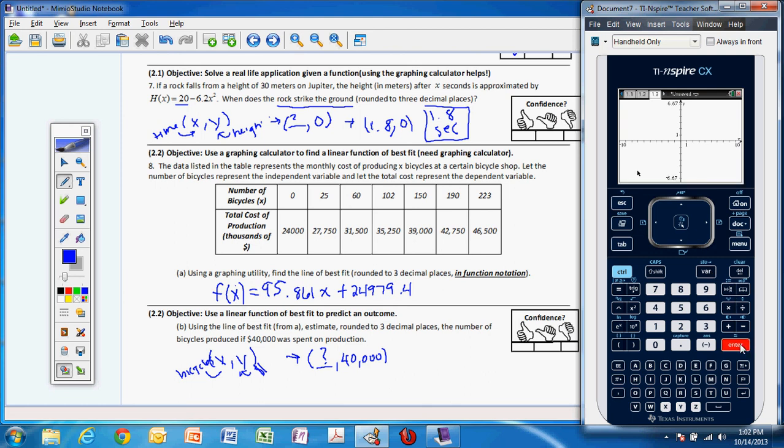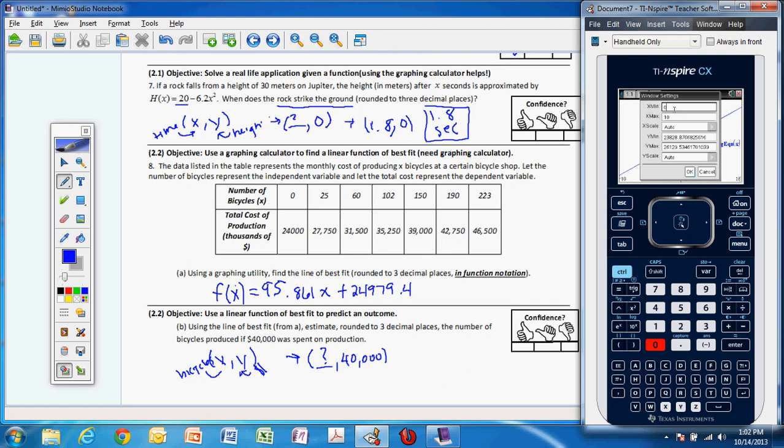Now the trick is actually finding our graph. We know that it's there, and we want to actually find it. The first thing I usually try is Window Zoom, and I go down to Zoom Fit. In this case, it actually kind of works. Now I just want to modify this a little bit, because I don't care what's happening over here, since we're never going to have negative bicycles produced. So I'm going to go to my window, then number 1, window settings. For X-min, we don't care what's happening less than 0, so I'm going to put that as 0.